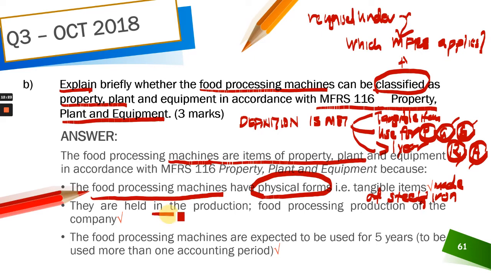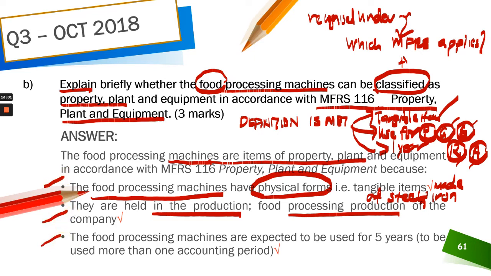They are held for production. How do you know they are held for production? Because it was a food processing machine to process food to become a product, right? I'm not sure what was the food, maybe canned food, for example. Processing machine, and the food that was to be held in the production. So it fulfilled the first part of the definition, also fulfilled the second part of the definition. The second part is related to production, because it was a food processing production machine. So number 1 check, number 2 check.